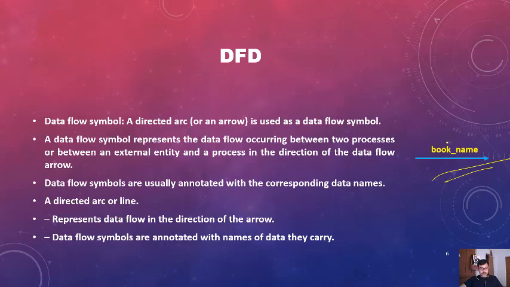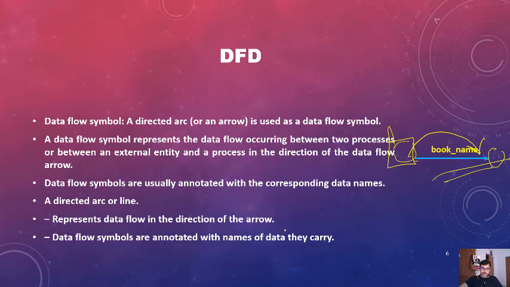So it occurs between two processes, here should be a process and here should be a process, or between an external entity and a process. The direction means where data is flowing from which part to which part. If the direction is here, then data is moving from here to here. The data flow symbols are usually annotated with the corresponding data names. A directed arc or line represents data flow in the direction of the arrow, and data flow symbols are annotated with names of the data they carry.